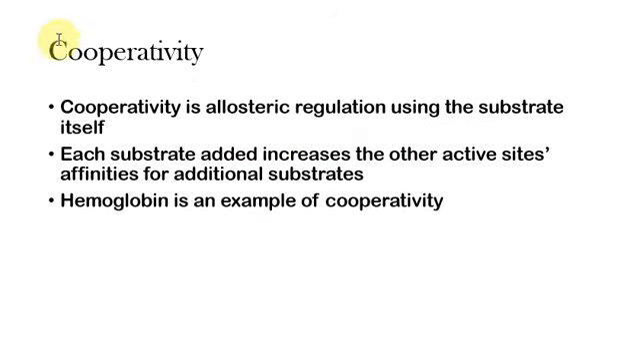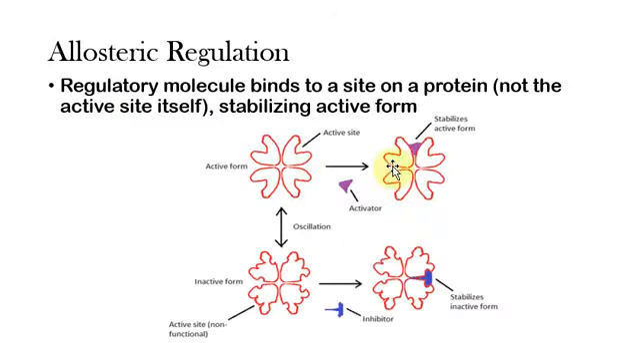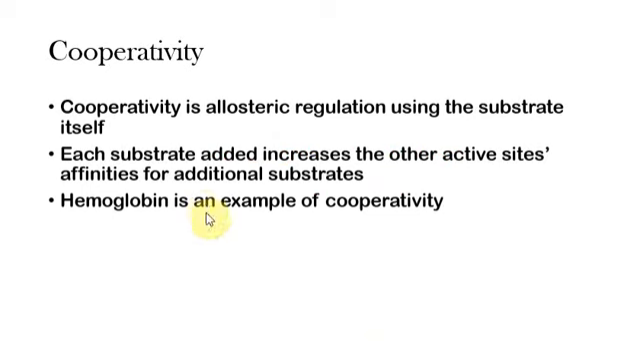Now, cooperativity is very similar to allosteric regulation. It's actually one type of allosteric regulation, but it uses a substrate itself. If you remember, the activator or inhibitor was binding to somewhere other than the active site. In cooperativity, you have it binding to the active site because it's a substrate. When it does so, it increases all the other active sites' affinities for the substrate. When I give you this example, that'll make sense.